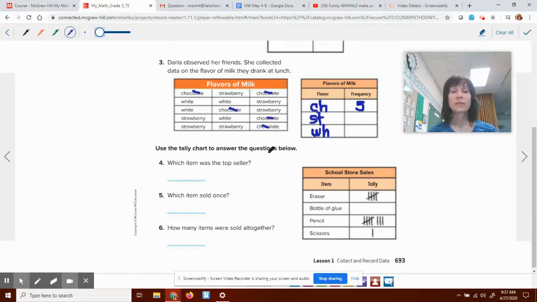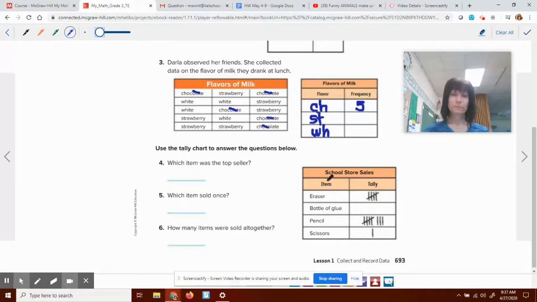Using the tally chart to answer these questions, 4, 5, and 6, which item was the top seller? If I'm looking at the school store sales, they're showing me an eraser, glue, pencil, scissors. Right away I can tell whichever one has the most tally marks is going to be the top seller. Which item was sold once? I think you got this. All right, this is good. How many items were sold altogether?